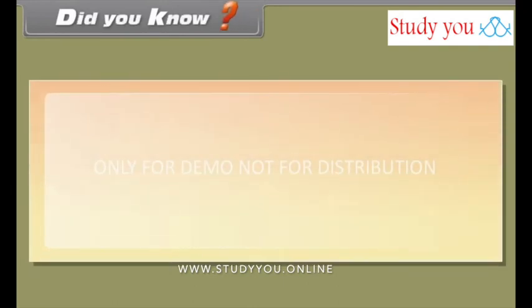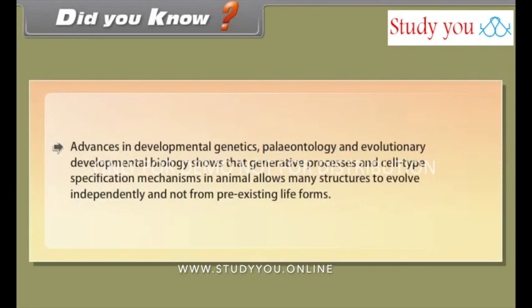Did you know? Advances in developmental genetics, paleontology, and evolutionary developmental biology shows that generative processes and cell type specification mechanisms in animal allows many structures to evolve independently and not from pre-existing life forms.